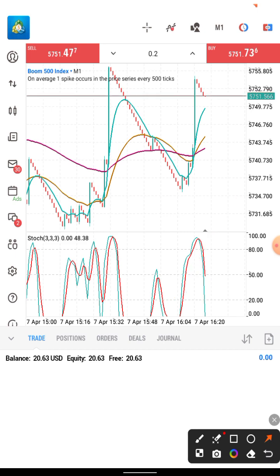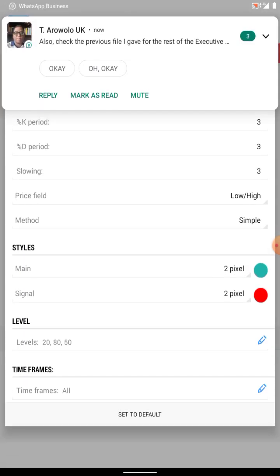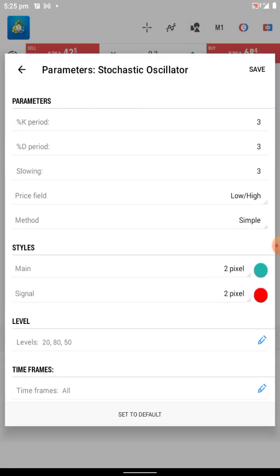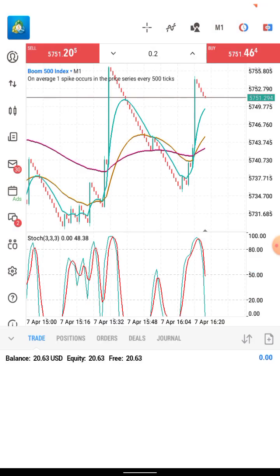So that is now. Let me show you the settings for the stochastic. We have 3, 3, 3. That is the setting I'm using. 3, 3, 3. That is the settings. Are you getting it now? Then the price feed low high, method simple. Then on the level here, click here, add 20, 80, 50. Are you getting it now? It's as simple as that.